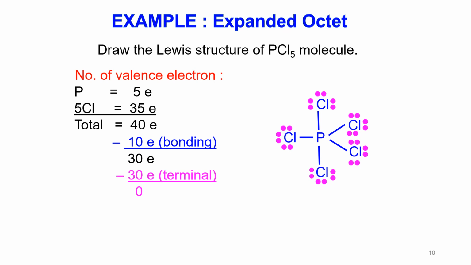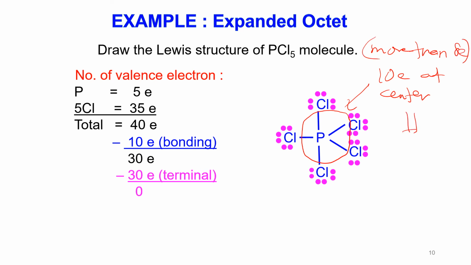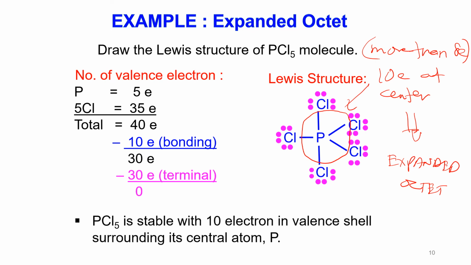So now look at the center. 10 electrons at the center. This is more than 8 electrons. This is called expanded octet. PCl5 is stable with 10 electrons in the valence shell surrounding its center atom.